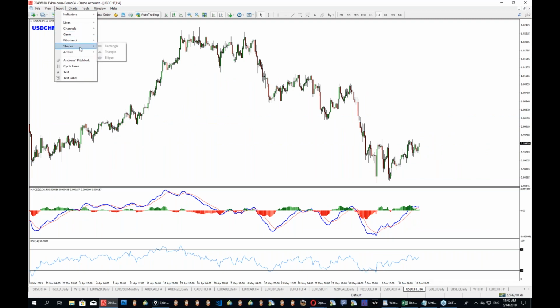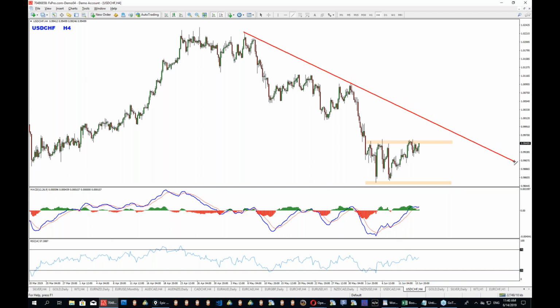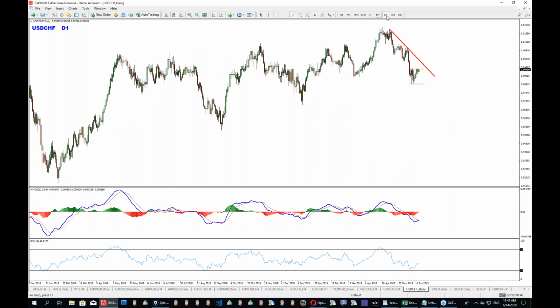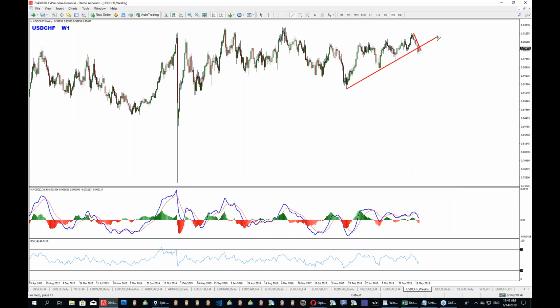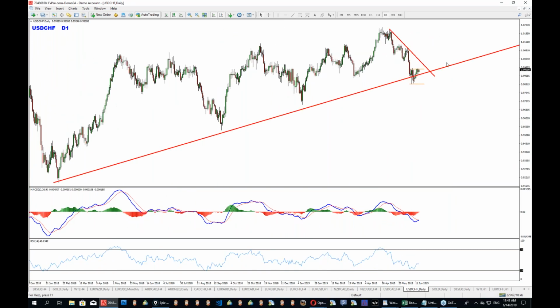In my opinion, we are currently stuck inside the range, which means selling the top makes a lot of sense. Okay, we do have a trend line if that range would be broken, and that's the trend line here.